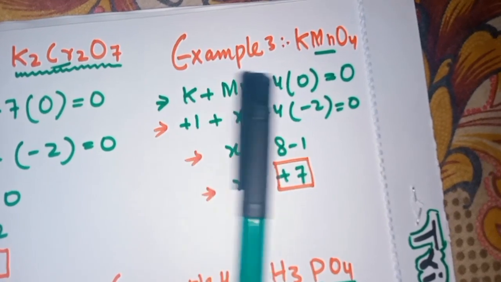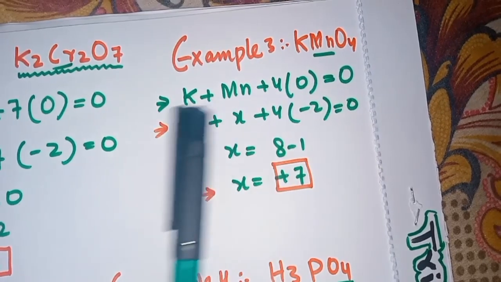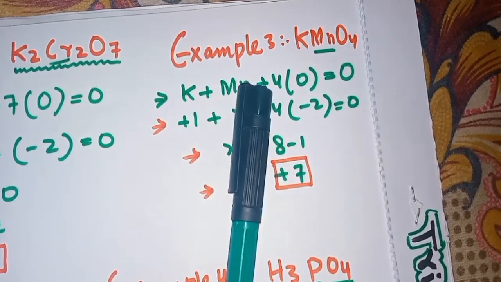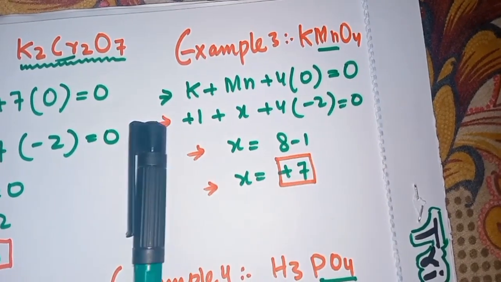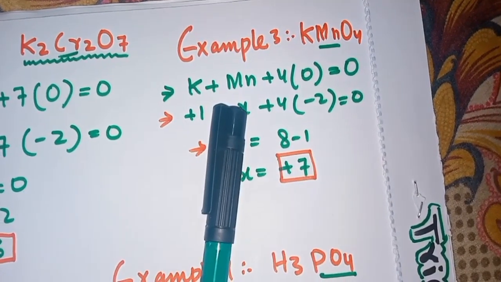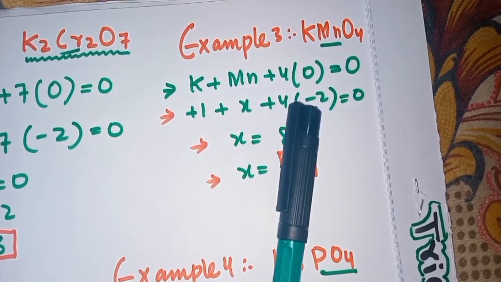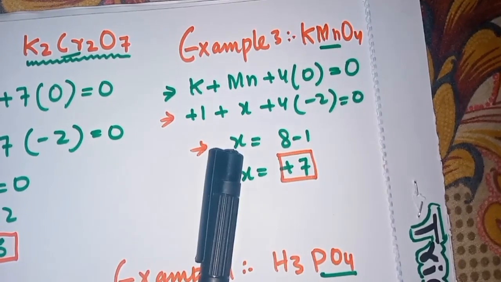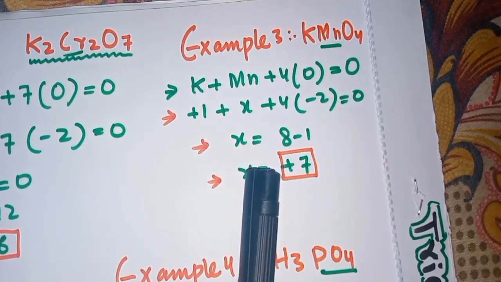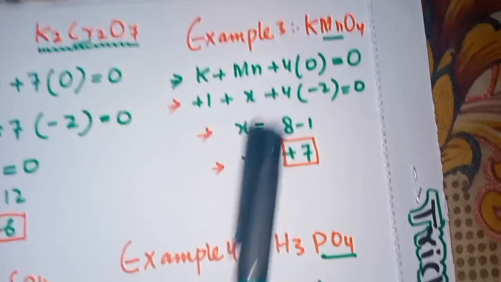Here we find the oxidation number of manganese in potassium permanganate. By using tip number 6, K + Mn + 4O = 0. +1, as you all know alkali atoms have oxidation number +1, plus X, which we suppose for manganese, plus 4(-2) for oxygen, equals 0. X = 8 - 1, so we get 7 as the oxidation number of manganese in potassium permanganate.